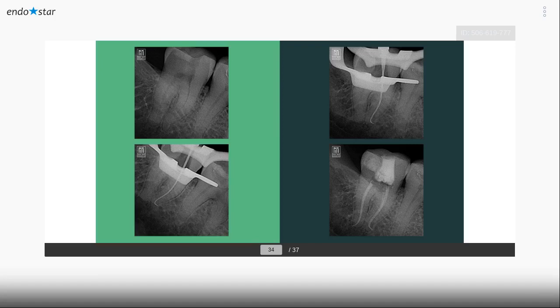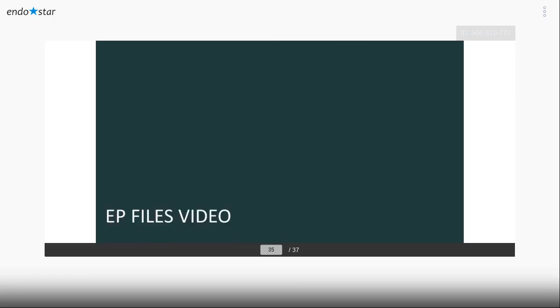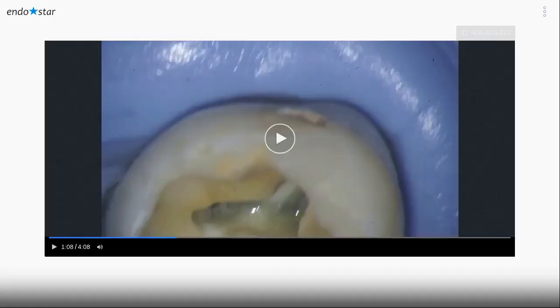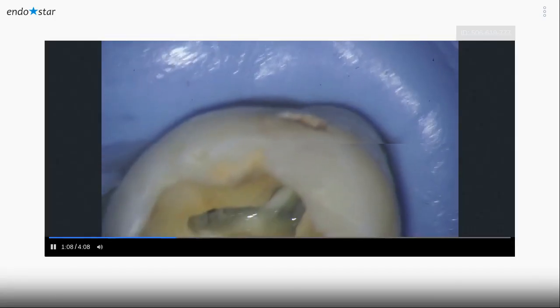Okay, I have a short video to demonstrate how to use these files. Let's move on to that. So this is done on an extracted tooth. You can see the mesial roots are fairly curved in this case. So once the access was done, I tried to locate the canal orifices.